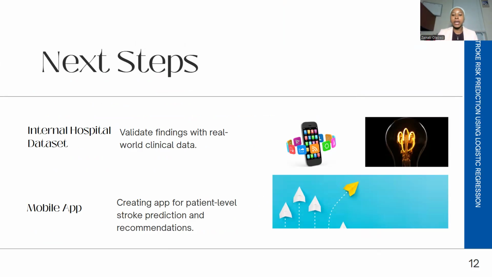Some of the next steps that I'm looking at is to use internal hospital data sets to validate my findings with real-world clinical data, so creating this model on a more sophisticated level with actual clinical data and working with that clinic. And then also creating a mobile app with this clinic for patient-level stroke prediction and recommendations, where patients can log into the app, speak to a doctor, and fill out their lifestyle information, and the doctor sees it as well. I feel like that would be a very interesting next step to execute. But yeah, those are my next steps.